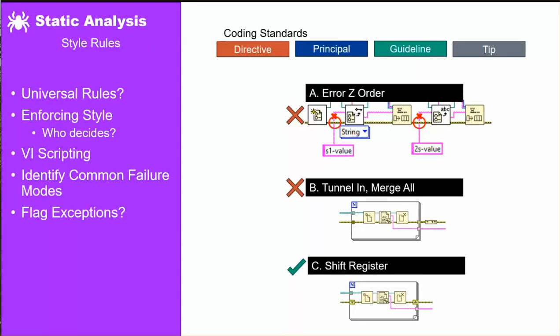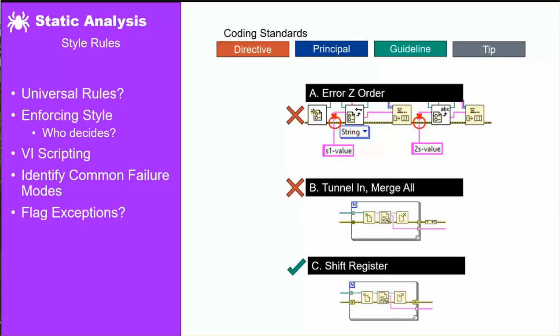I just want to always guarantee I won't drop my incoming error. I could enforce that, but enforcing that as a dumb rule is tricky. And then I have to write scripts to do these. How do I identify common failures, and how do I flag legitimate exceptions? So, I'm asking these questions.